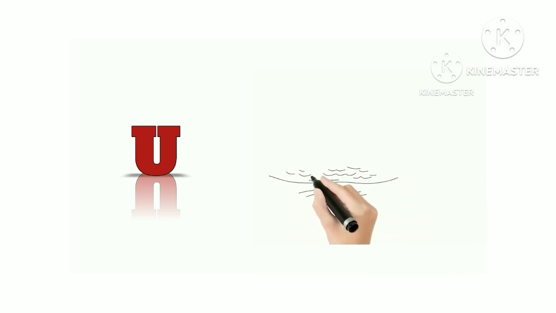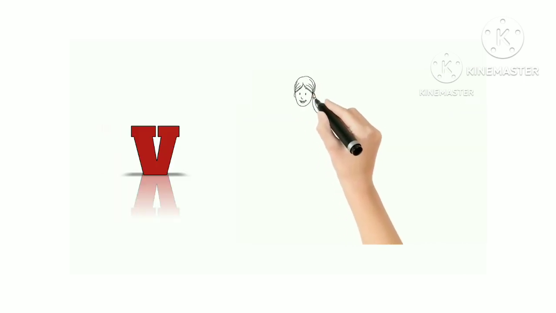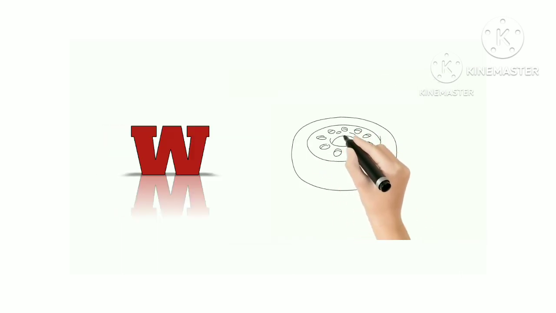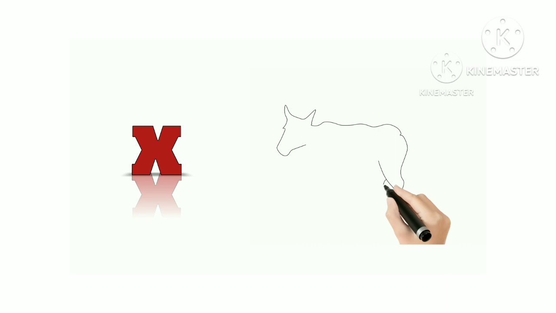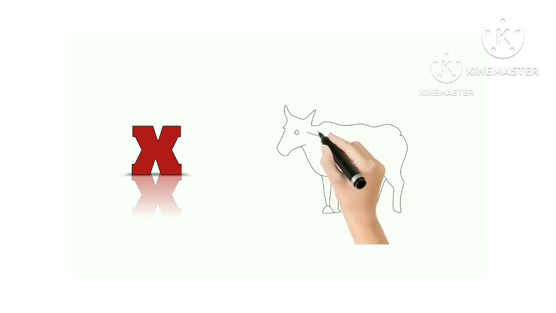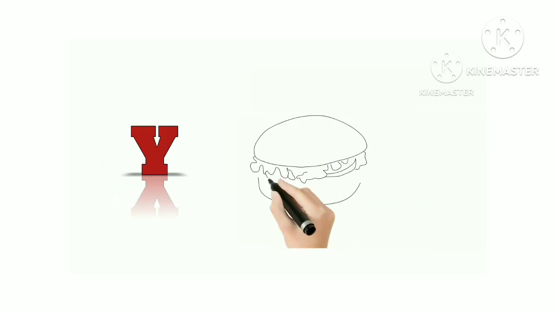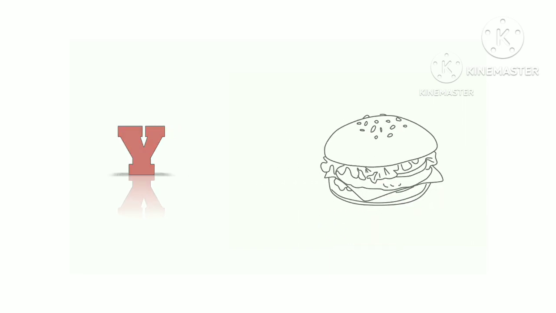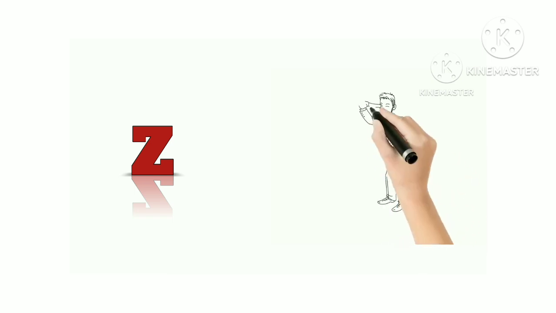U for umbrella, umbrella. V for van, van. W for wheel, wheel. X for ox, ox. Y for yummy, yummy. Z for zero, zero.